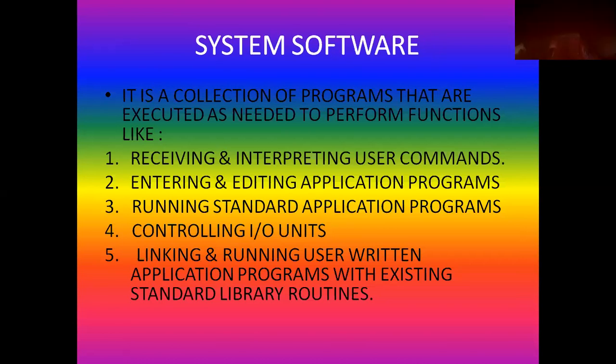Here also we have system software. So software means what should come to your mind? It is nothing but programming. So software consists of programs. It is a collection of programs that are executed as needed to perform the functions. So what is the main purpose of system software? Software is a collection of programs that are executed when needed. That means I have 100 programs. Whenever I need a particular task, there will be a particular program dedicated to perform that task.